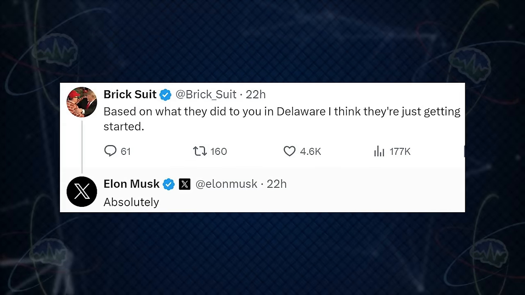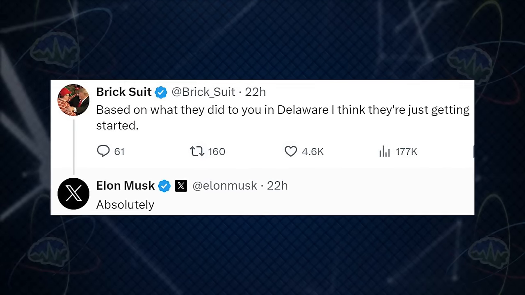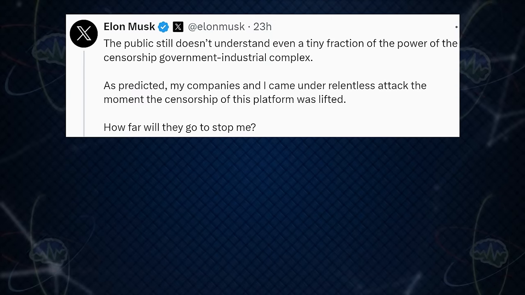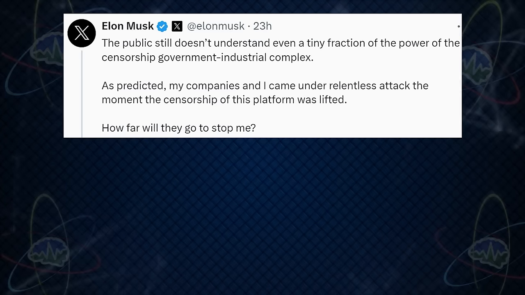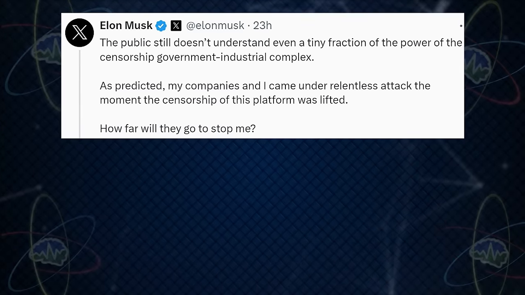Brick Suit says, "Based on what they did to you in Delaware, I think they're just getting started." Elon says, "Absolutely." And Elon said, "The public still doesn't understand even a tiny fraction of the power of the censorship government industrial complex. As predicted, my companies and I came under relentless attack the moment the censorship of this platform was lifted. How far will they go to stop me?"